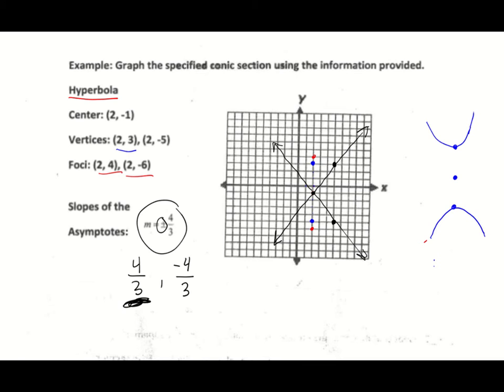I can draw my hyperbola. So I'm going to start at my vertex, which was these blue dots right here. So I'm going to have this one going up this way. And they go right along those asymptotes. And this one is going down, right along the edge of the asymptote. And that's my hyperbola.